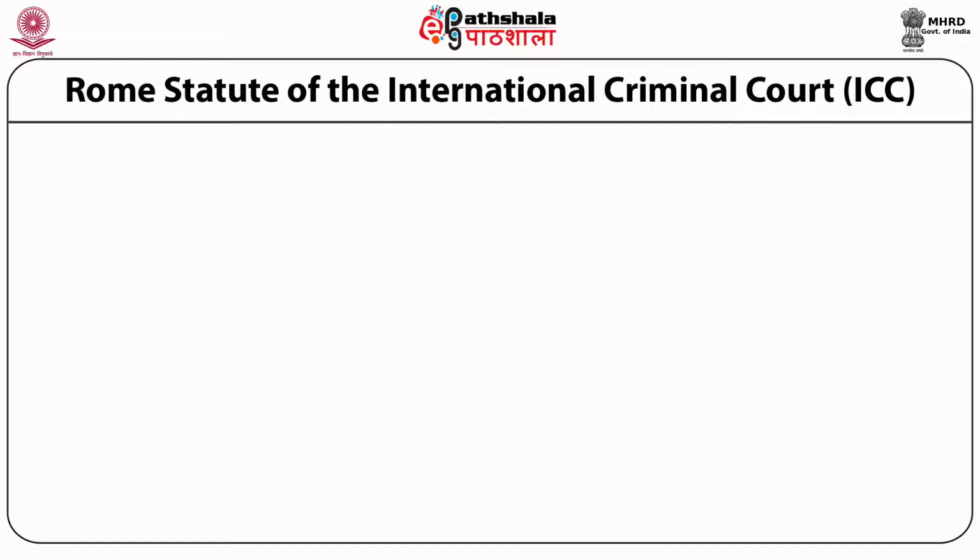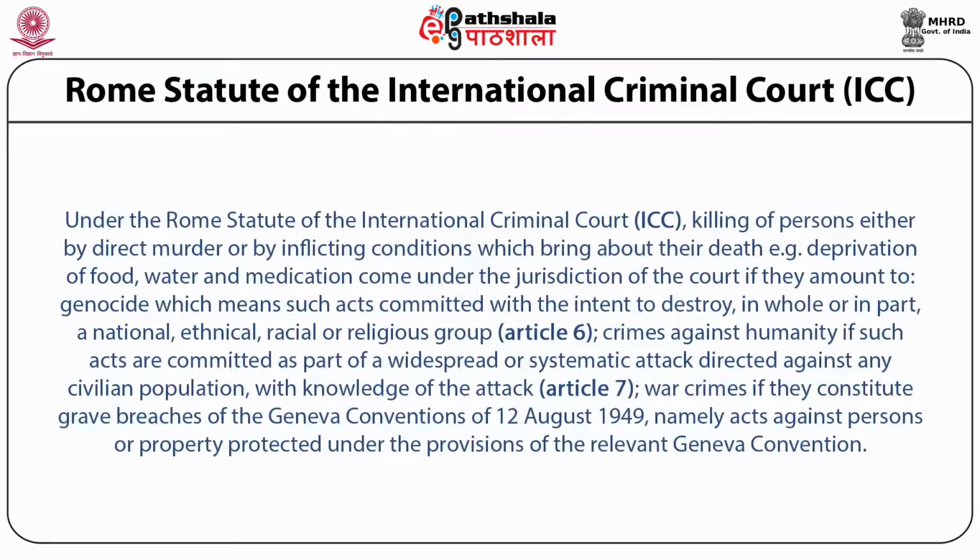Now, let's come to the International Criminal Court, or the ICC. The governing legislative instrument for the International Criminal Court is the Rome Statute of the International Criminal Court. Under the Rome Statute, killing of persons either by direct murder or by inflicting conditions which bring about their death, for example, depriving them of food, of water, adequate medical care, can come under the jurisdiction of the criminal court if they amount to 1. Genocide, which means such acts committed with the intent to destroy a national, ethnic, racial, or religious group.